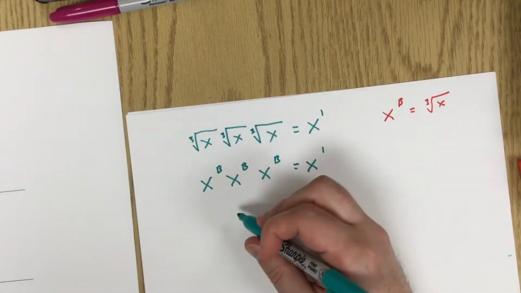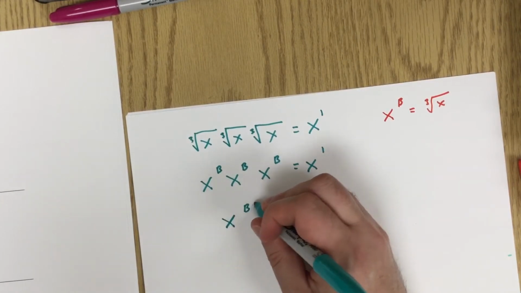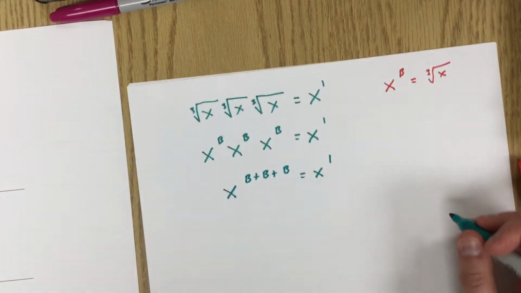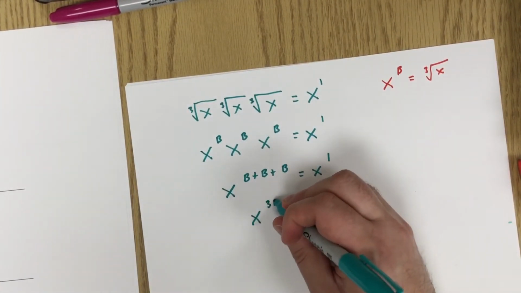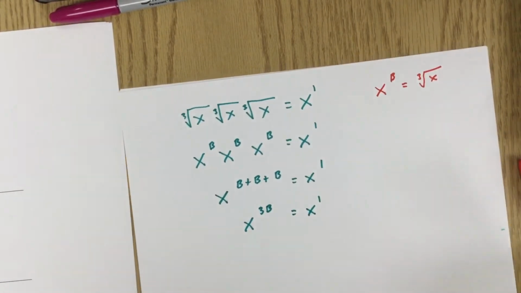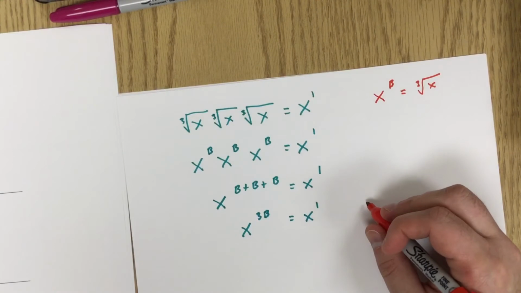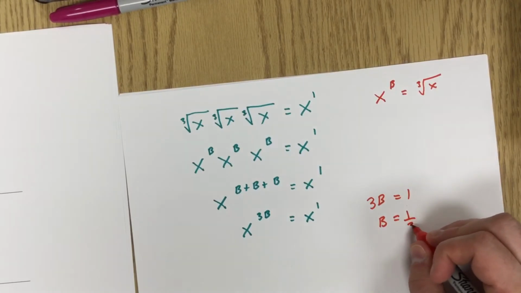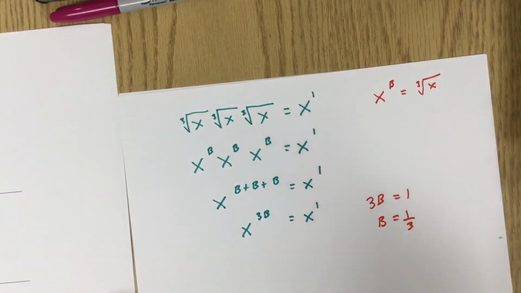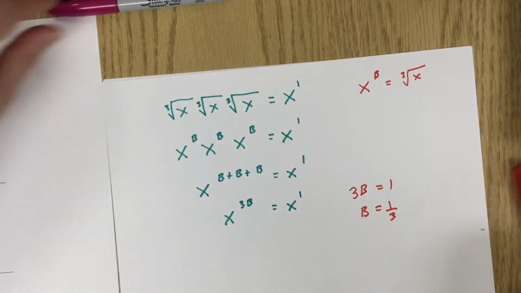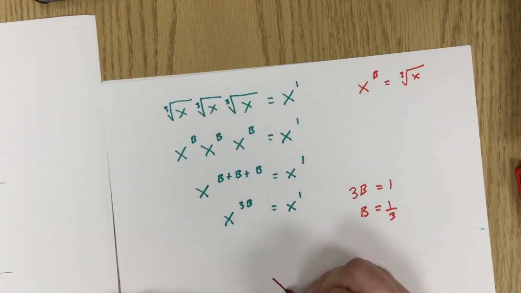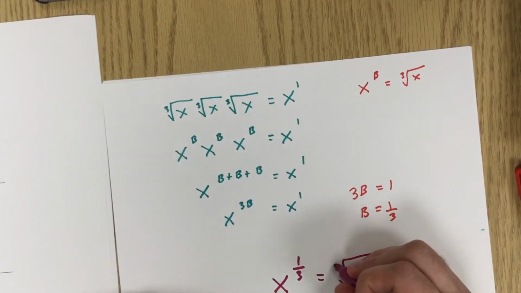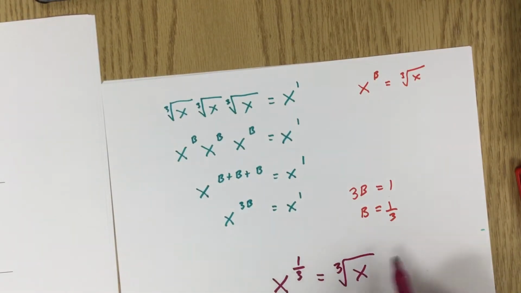x to the b times x to the b times x to the b, another way of writing that is x to the b plus b plus b equals x to the 1. Or I could write this as x to the 3b equals x to the 1. The bottoms are the same, so the top has to be the same. So 3b has to be equal to 1, which means that b is going to be equal to a third. So putting it all together, x to the 1/3 equals the cube root of x. So x to the 1 over 3 is the cube root of x.